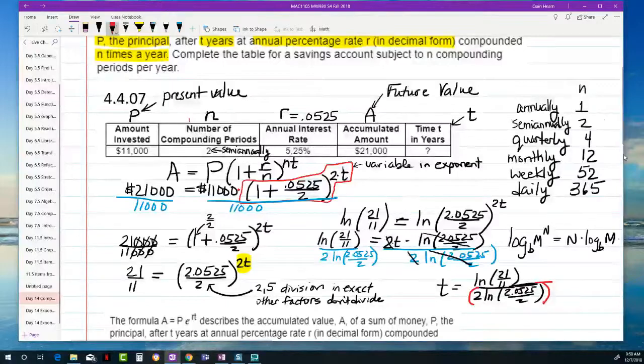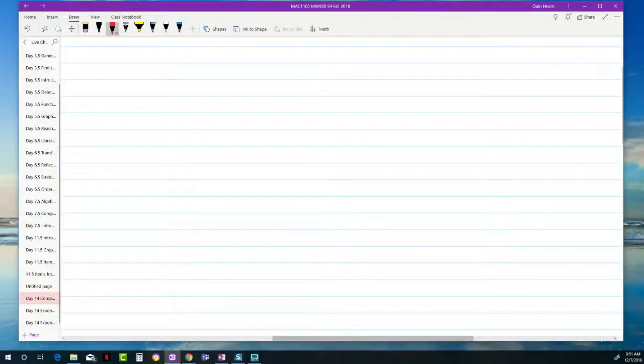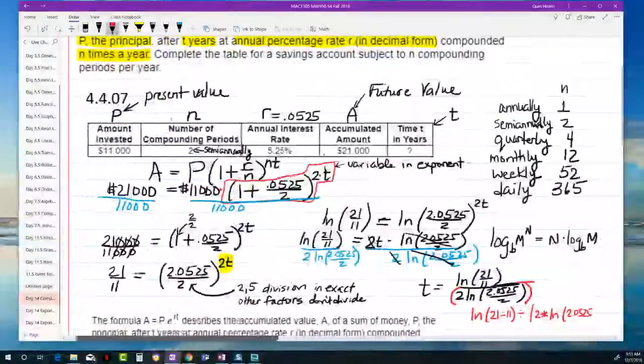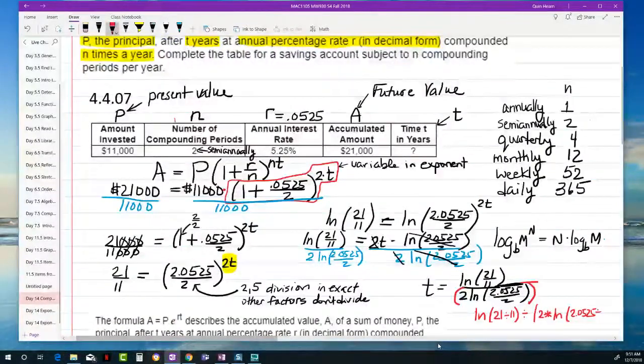And we're going to type in the natural log, parentheses should pop up. You're going to do 21 divided by 11, close parentheses, and then you're going to divide that by parentheses, 2 times the natural log, parentheses, 2.0525 divided by 2. Oops, went too far. Sorry, guys. Close parentheses, enter.